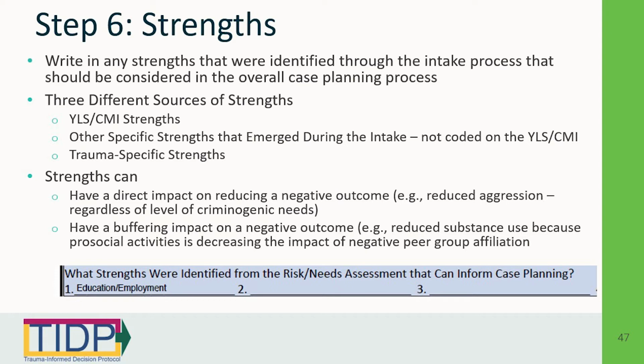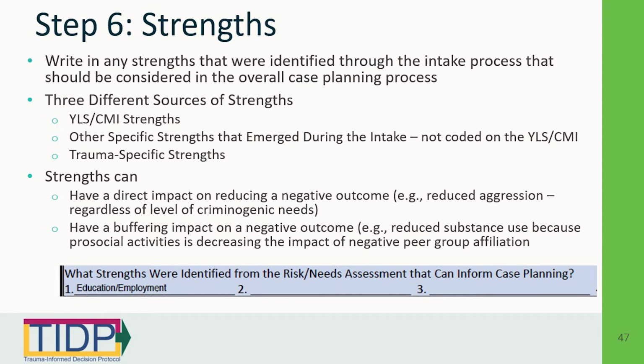But just recall, why is it that we should be paying attention to strengths? It's because it's important for us to represent them on your field case plan and to consider ways to integrate these strengths into your overall case planning process. And so recall that, of course, strengths can have a direct impact on reducing delinquent behaviors, right? Like reducing use of aggression, reducing use of violence, right? So that's one reason why strengths can be important.